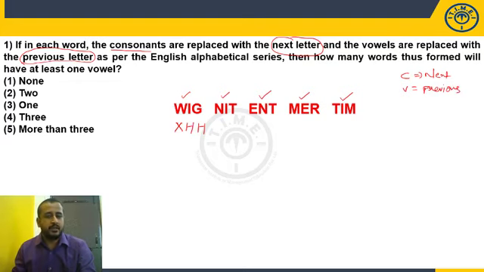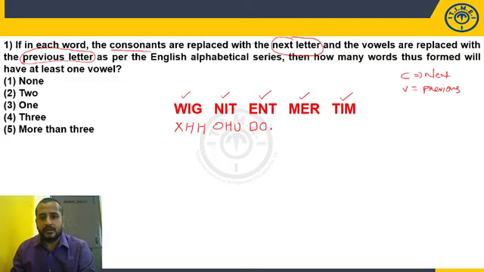So do the same. Okay, see, for this kind of question, if you want to complete in quick time, you have to write the alphabets properly without any mistakes, and you need to write it quickly. Okay, N is a consonant, so next letter O. I is a vowel, previous letter H. T is a consonant, next letter U. E is a vowel, so previous letter D. N is a consonant, so next letter O.